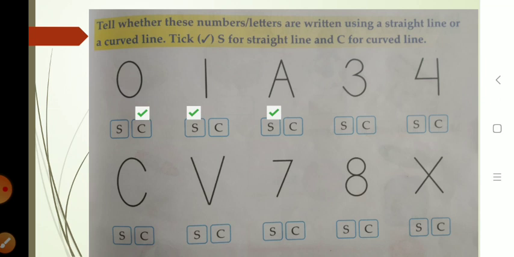Now look at the next example. What is that? It's the number 3. When you write number 3, which line do you have to use, straight or curved? You have to use curved lines. You can't use straight lines. To write this number, we use curved lines. So what you have to do? Tick on C.